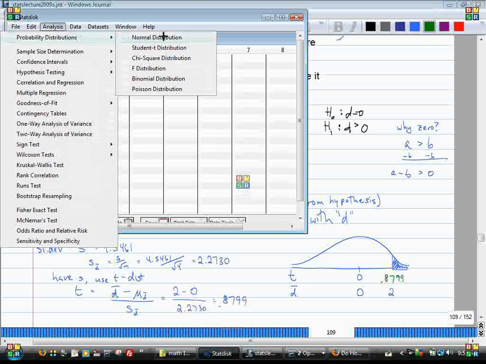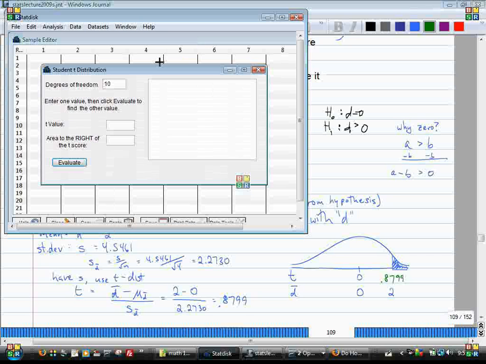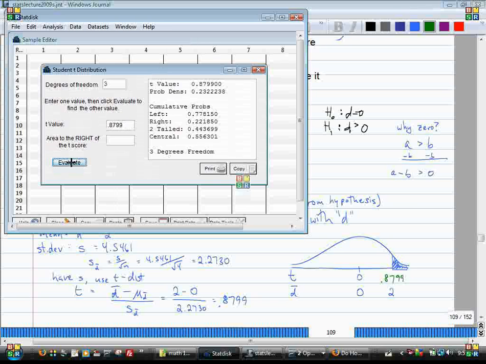Okay, so which distribution are we using? T distribution. And what's the degrees of freedom? 3. And then what? T value, which is this. Evaluate. And there you go. So to the left, 0.7782, to the right, 0.2218. I'm going to round it so they add up to 1.